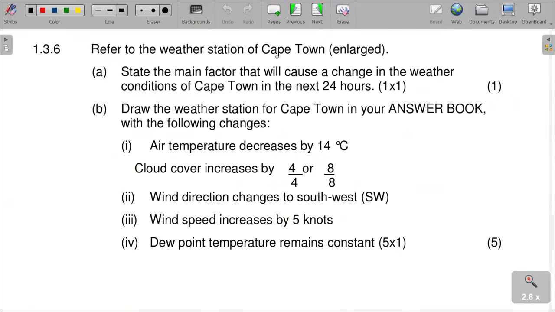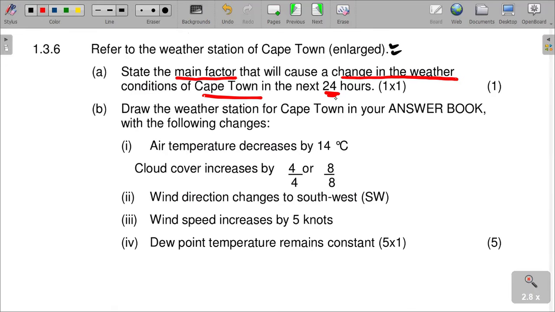Refer to the weather station of Cape Town enlarged, and then state the main factor that will cause a change in weather conditions of Cape Town in 24 hours. So we are saying, the main factor that will cause a change in weather conditions of Cape Town in 24 hours.